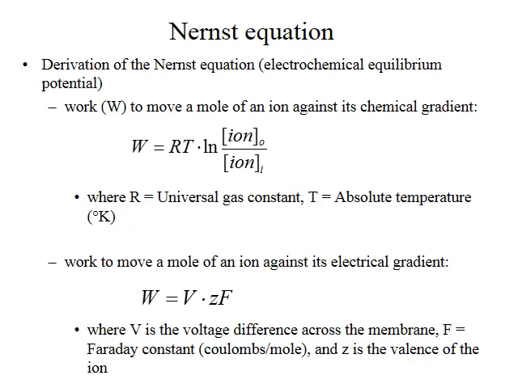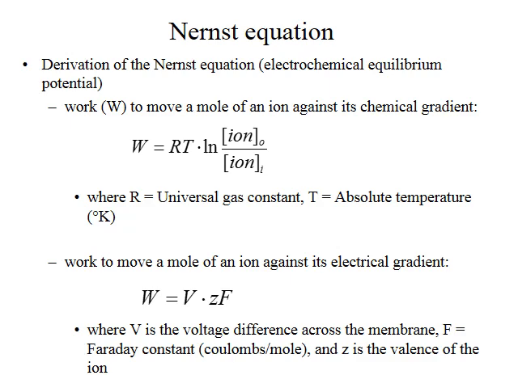What we will be doing is coming up with expressions that tell us how much work is needed to move a mole of ions against its chemical gradient and its electrical gradient. So we start with looking at the chemical gradient, and we find that the work needed equals RT times the natural log of the ion concentration outside over the ion concentration inside.